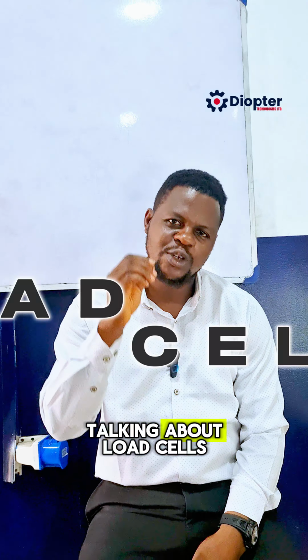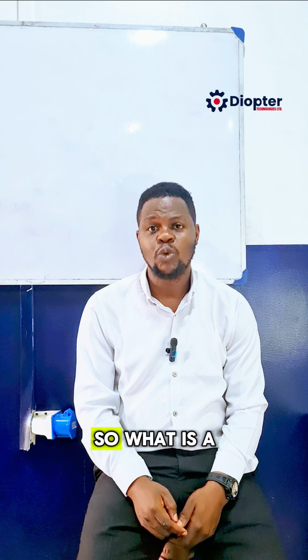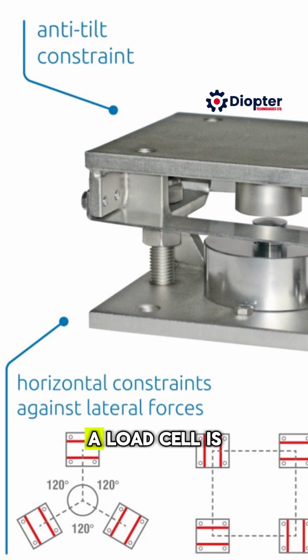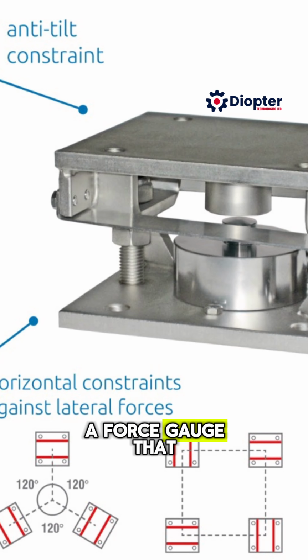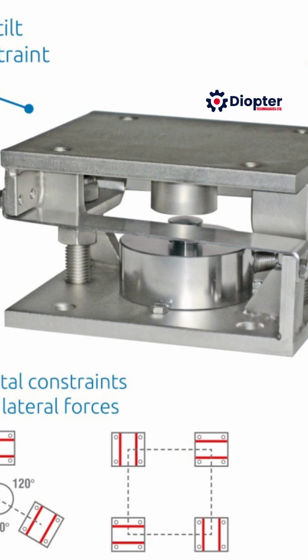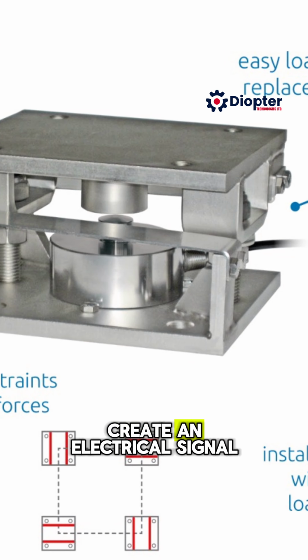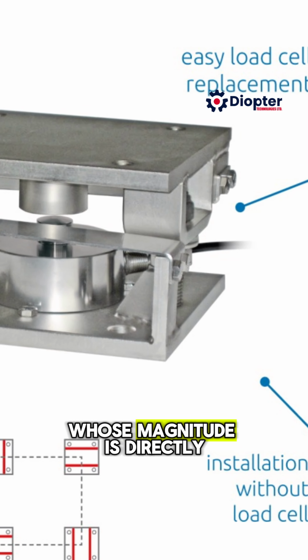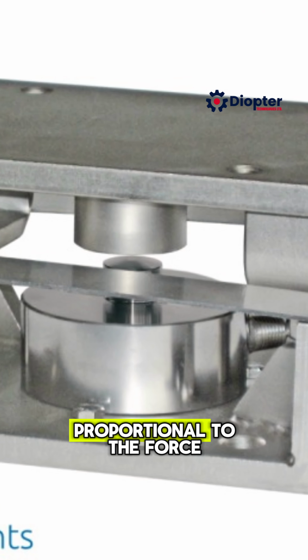So today we'll be talking about load cells. So what is a load cell? A load cell is a force gauge that consists of a transducer that is used to create an electrical signal whose magnitude is directly proportional to the force being measured.